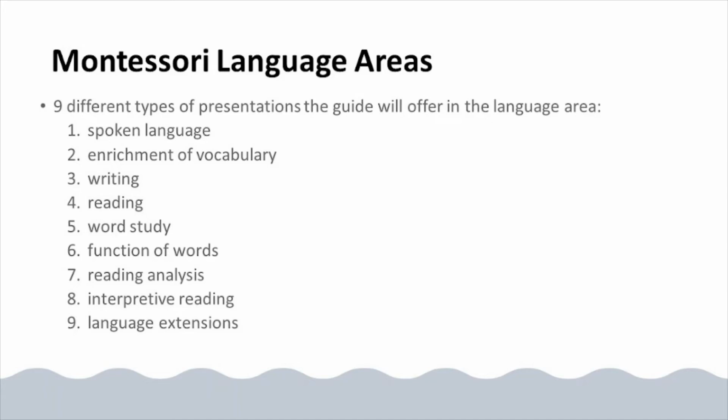And then we do word study, and word study is like the synonyms and homonyms and antonyms and compound words, right? All of those different types of ways we put words together and classify words. Function of words is where we're really teaching. In Montessori, we don't say we teach grammar. In the 3 to 6 age group, we teach the sensorial impression of grammar. And if you don't understand what that means just yet, don't worry.